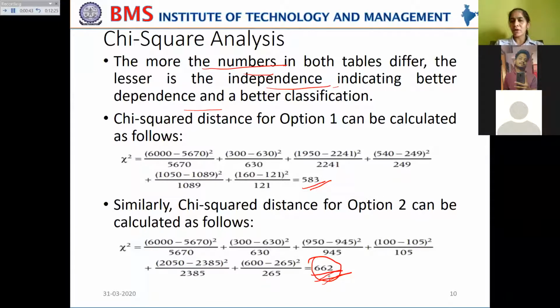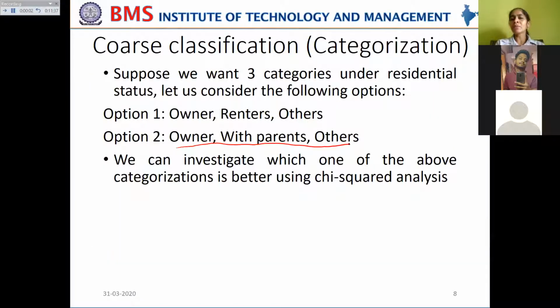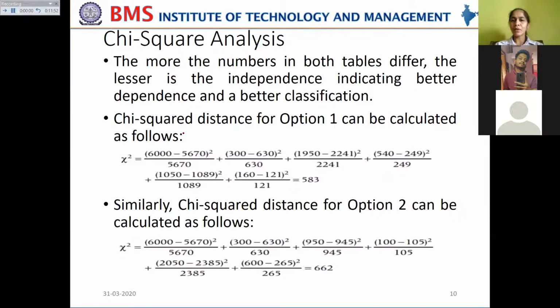Because option 2 is giving us the higher chi-square value, the categories that we decided in option 2 give us a better classification compared to option 1. That is why we select option 2 for our categorization. That is, we are now considering the classes as owner class, with parents class and others class, compared to this classification. So we selected this classification for our categorization. Any doubts?